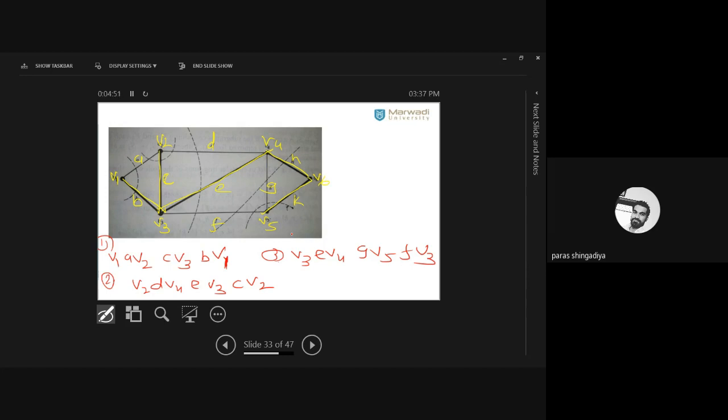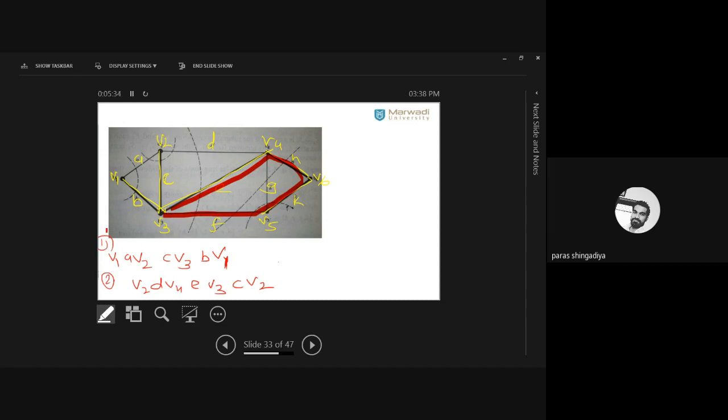We can consider it as an example of a circuit, but why is it not a fundamental circuit? What is the condition of a fundamental circuit? It should involve only one chord and the rest of the edges should be branches. Clear? So V3 E V4 G V5 F V3 involves two chords, and therefore it is not a fundamental circuit. Clear? So it is not the answer. And then after we can predict this answer. We can consider this one.